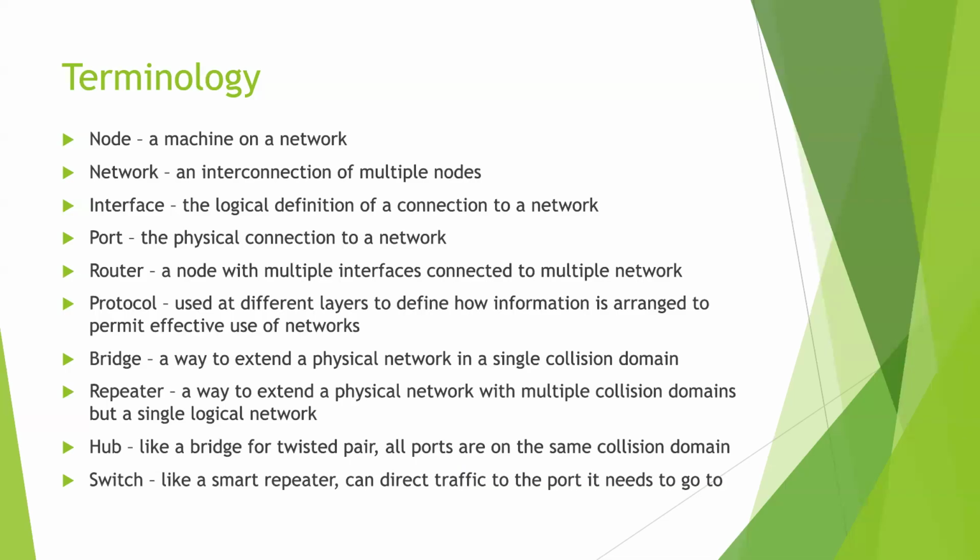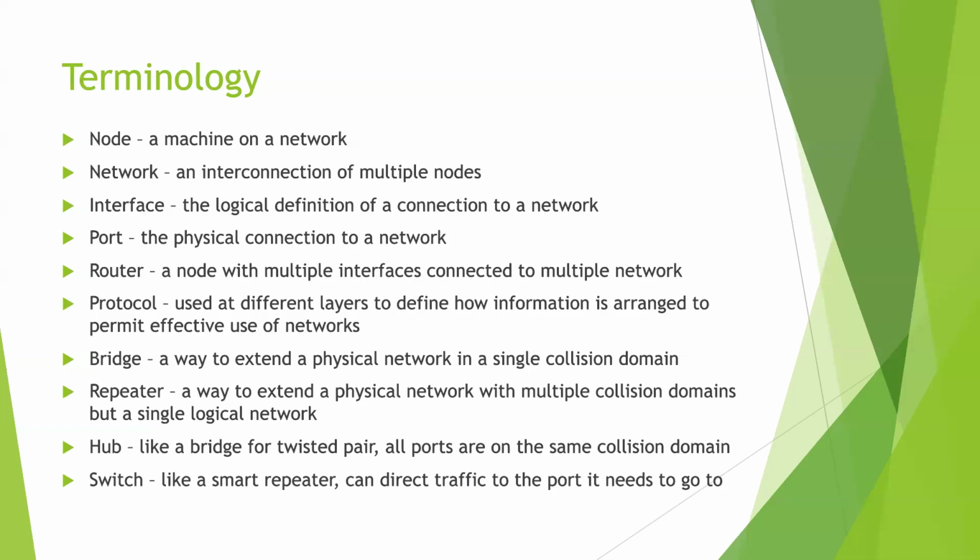Protocols are basically a description of how things are arranged, and they allow you to make effective use of your network. A bridge is a physical device that is designed to extend a physical network in a single collision domain. We'll talk about collision domains in a minute. But basically, if you've got two physical networks and you have a bridge in between them, it essentially makes it look like one big physical network.